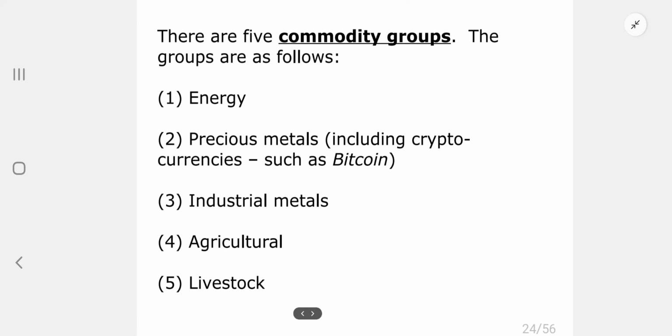There are 5 commodity groups. The groups are as follows. Number 1, energy. Number 2, precious metals, including cryptocurrencies such as Bitcoin. Number 3, industrial metals. Number 4, agricultural. And number 5, livestock.